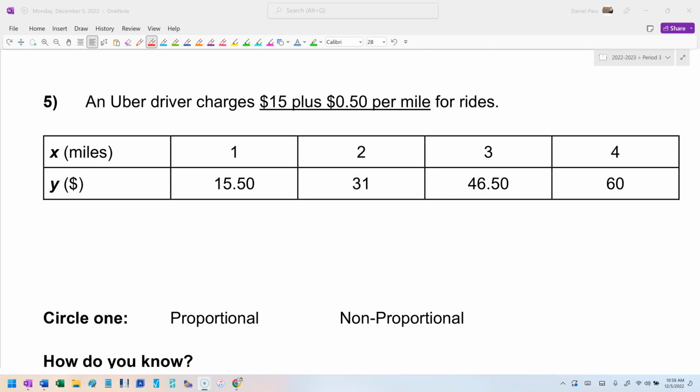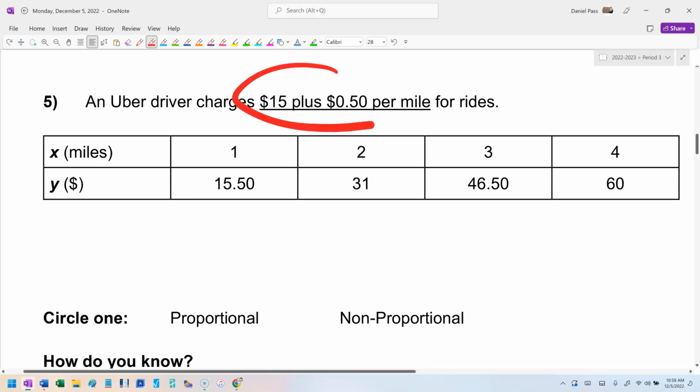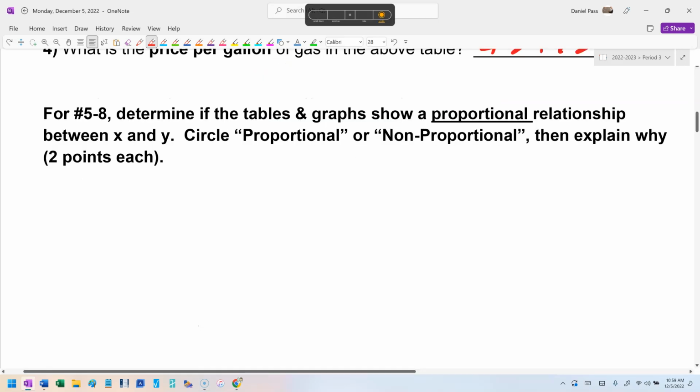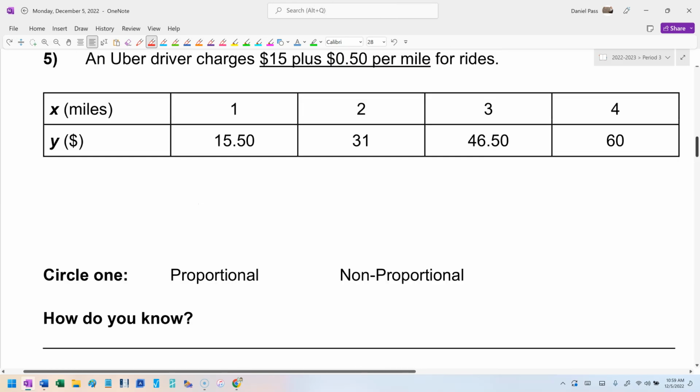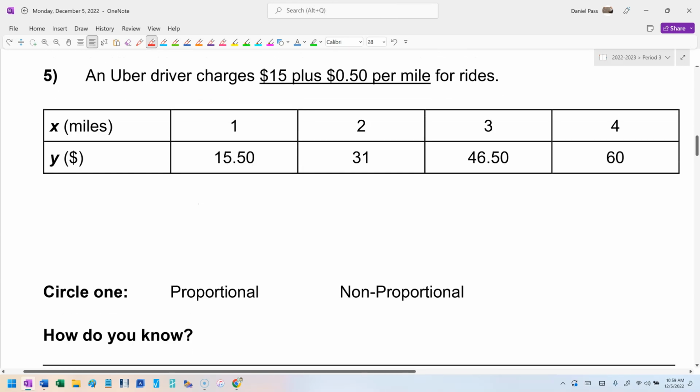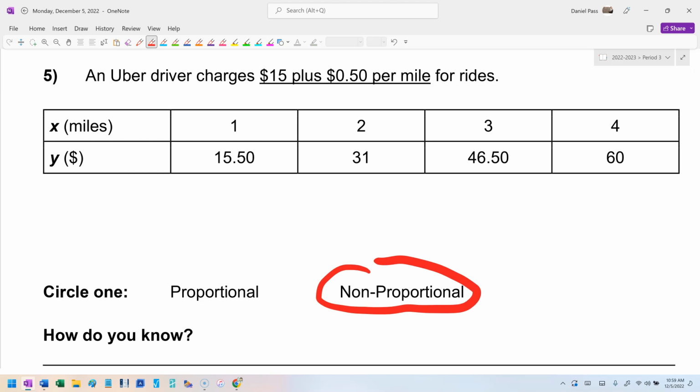So, an Uber driver charges this. So, is this table proportional? Studio. It's not. Okay, she says it's not. Do we agree? Yes. Yeah, you're right. Now, this one is actually kind of a tricky one. How did you know?